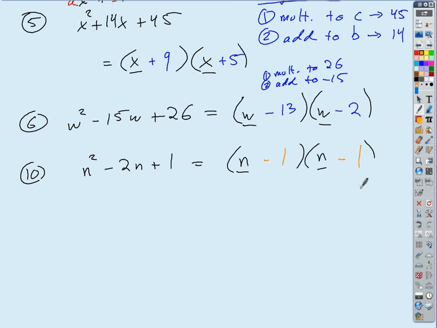It's not simplified. Good. When I multiply something by itself, it just means it's being squared, right? Okay, good. All right, so now let's move up in difficulty.